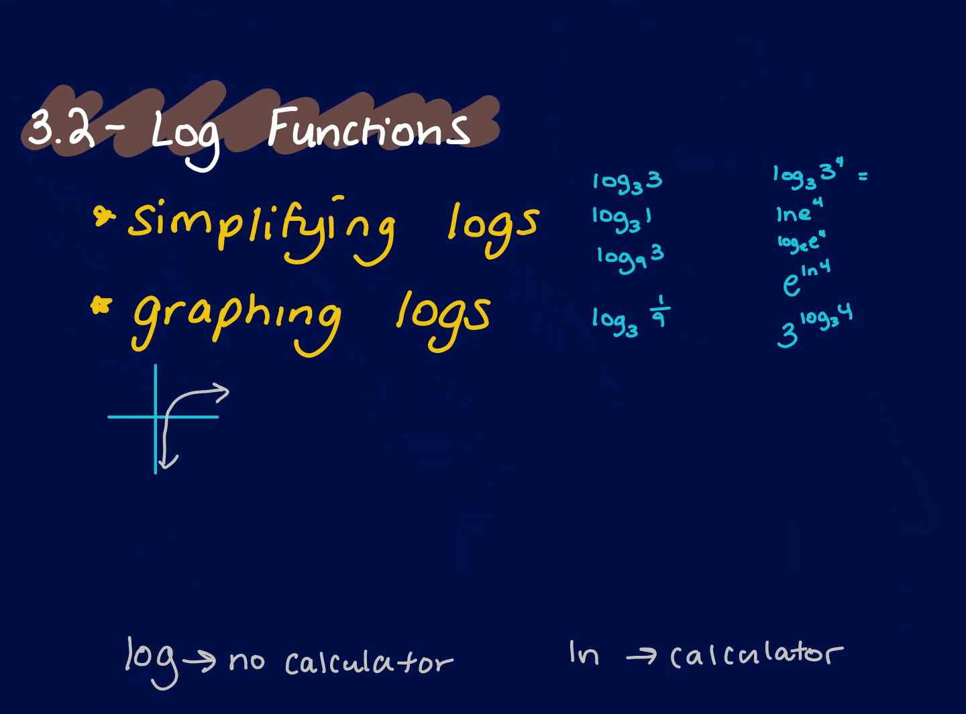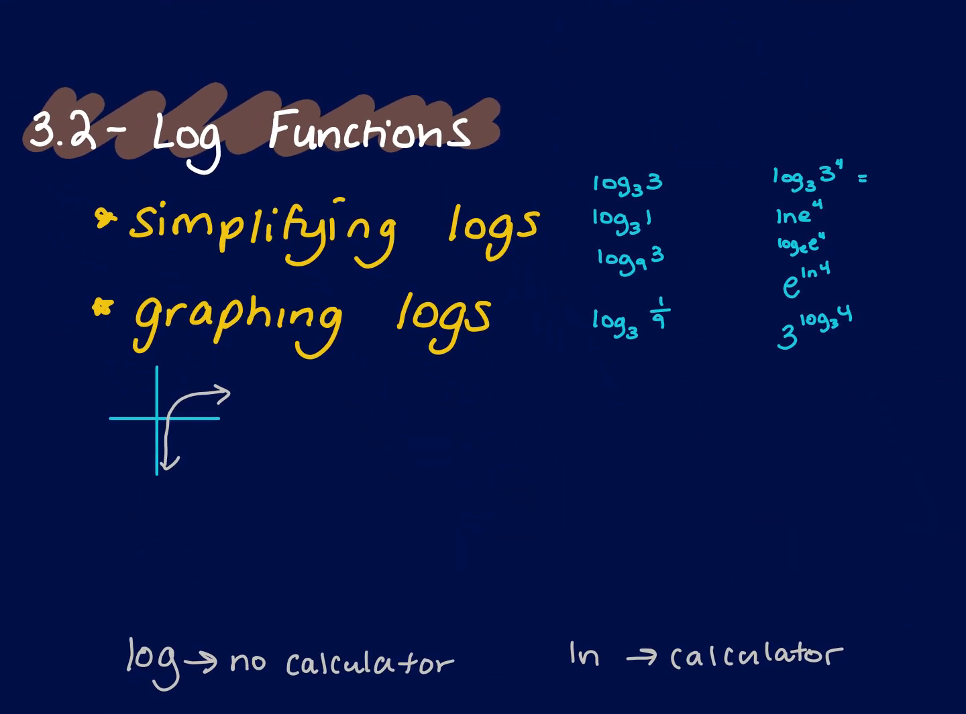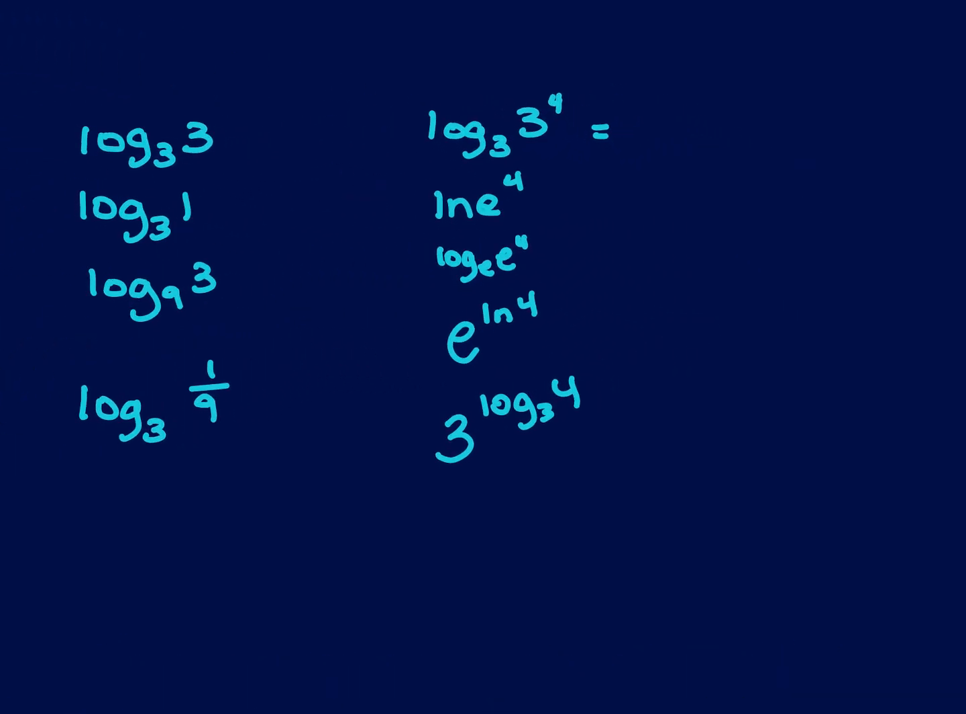Then 3.2 was your log functions. Again, you're simplifying the logs, and that's all the mental math stuff. So all the little stuff on the right-hand side here, you would be able to do without a calculator.